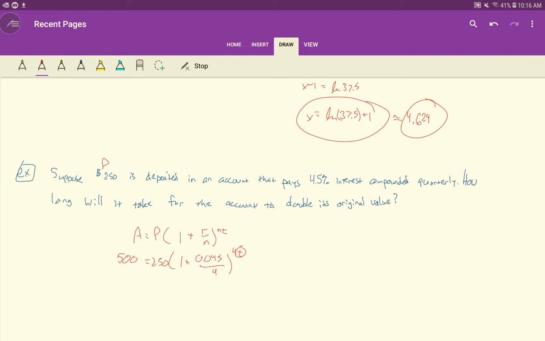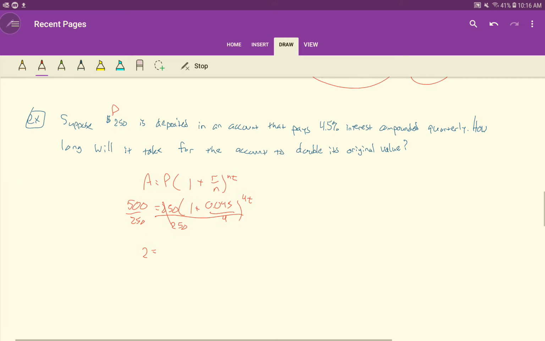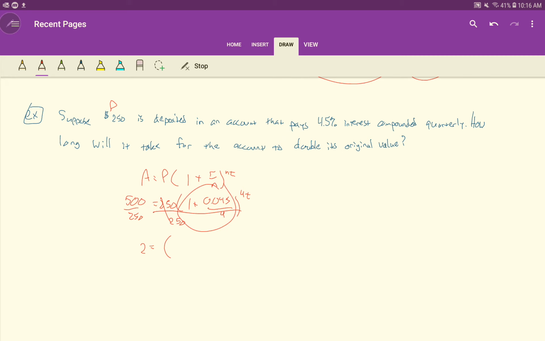So again, we want to solve for t, so I have to isolate this exponential stuff right here. So let's simplify. We'll divide both sides by 250 first. So you get 2 equals. I'll go ahead and add this stuff together here too. So 1 plus 0.045 divided by 4. Okay, and I'm not going to round this. Don't round this. So you get 1.01125 to the 4t. Okay, and you can go ahead and do log base 1.01125 if you want.